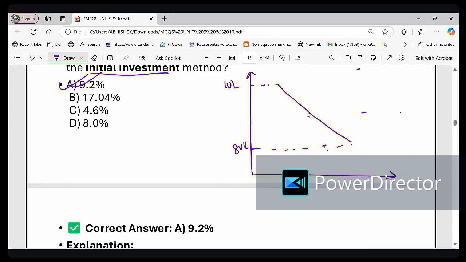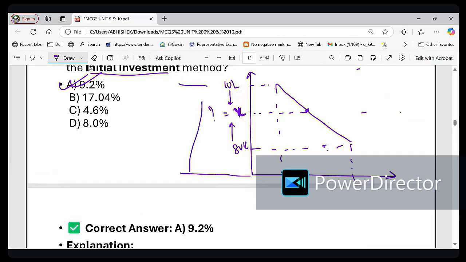So we have to find the middle point. Suppose this is X, this is the middle point, which is what we are interested in finding. How to find the middle point? It is very simple. Please try to understand. This middle point will be somewhere in the middle of 10 lakh and 80,000, right?